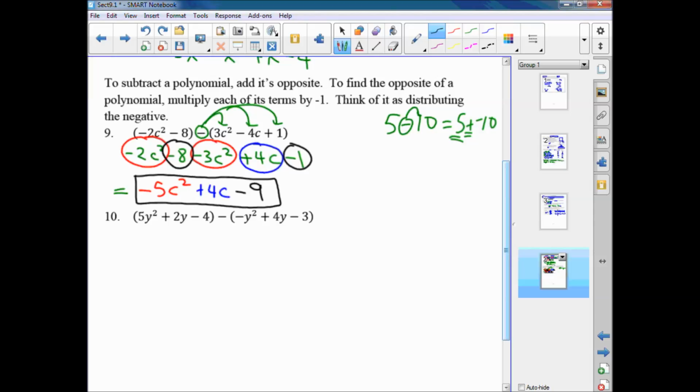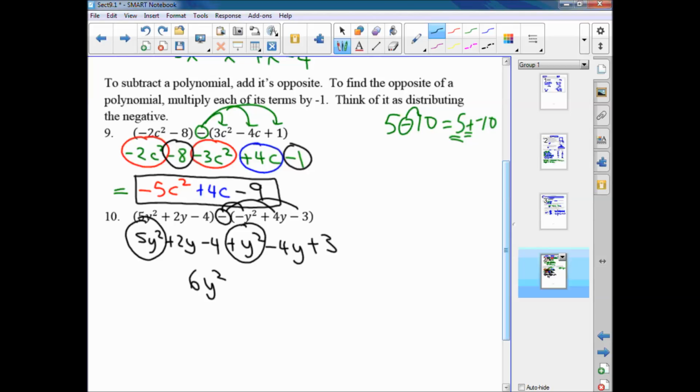Okay. All right, and then in our last one, we're doing something similar. So 5y squared plus 2y minus 4. We distribute the subtraction to all of the parts of the polynomial to make plus y squared minus 4y and plus 3. So 5y squared plus y squared makes 6y squared. That takes care of this one and this one. Then we have to put our y's together. So 2y and minus 4y will make negative 2y. And then we'll put our constant terms together. Negative 4 plus 3 are like terms, so that will make negative 1.